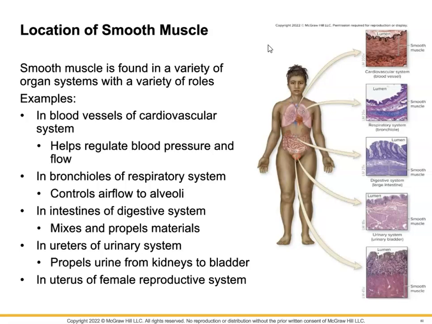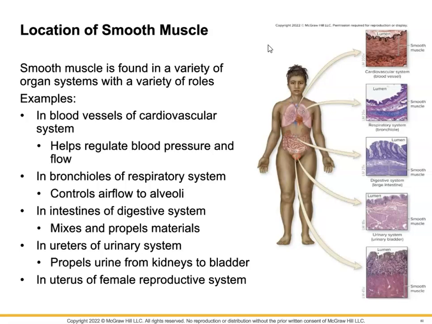Everywhere else along that tubular pathway, movement of your food products and then eventually waste products is controlled by smooth muscle. So smooth muscle is made up of spindle-shaped muscle cells that form sheets of muscle that wrap around your blood vessels and help to regulate blood pressure and direct blood flow where needed. We find this lining our bronchioles of the respiratory system, which control your airflow. We just mentioned the intestines, mixing and propelling food products along the pathway.